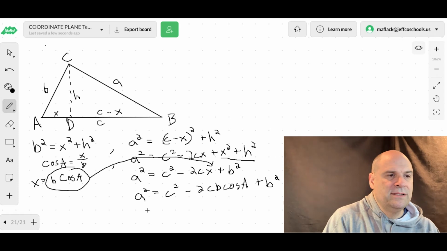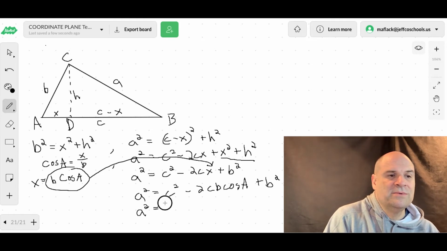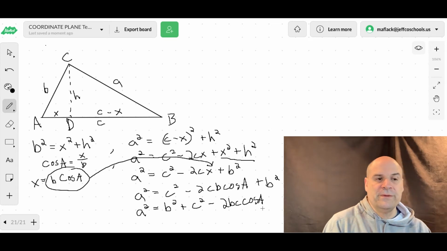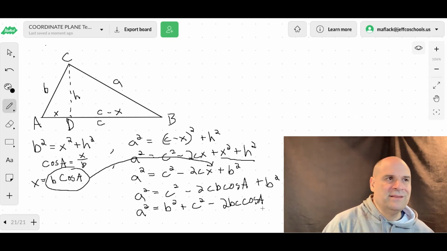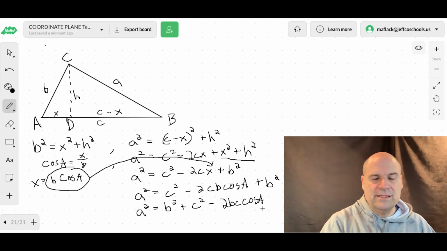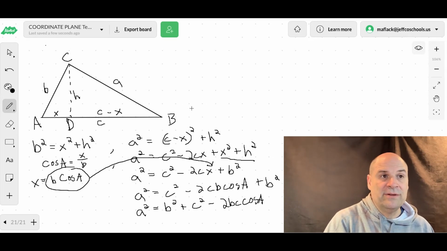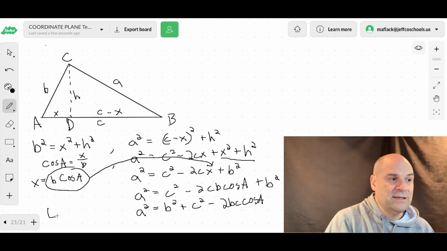So we're going to just clean this up a little bit and kind of make it look like the Pythagorean theorem with a little touch on the end. So A squared equals B squared. I'm just going to rearrange this. Put the B squared first because it's alphabetical. Plus C squared minus 2bc cosine of A. Okay? So that looks a little complicated. This is how we derive it, but again, you don't need to know how we derive it. You just need to know that this is the law of cosines.